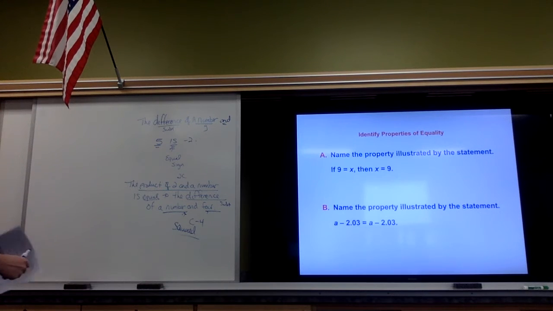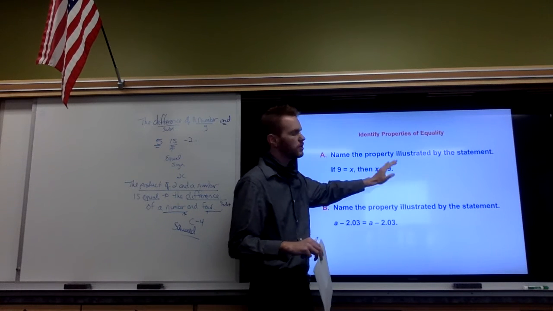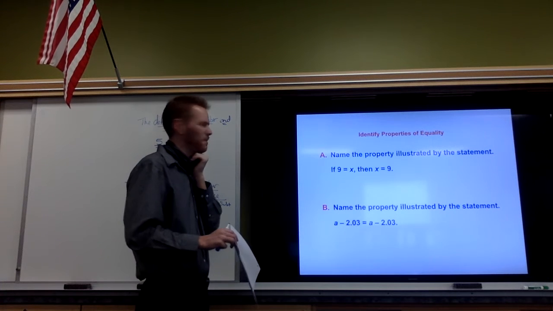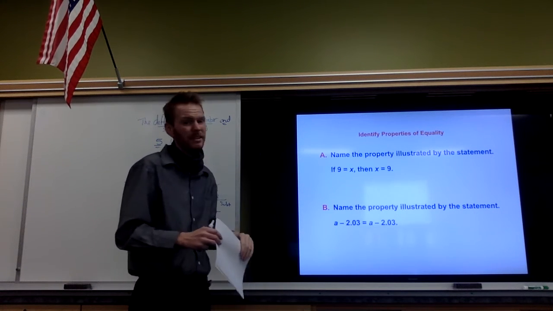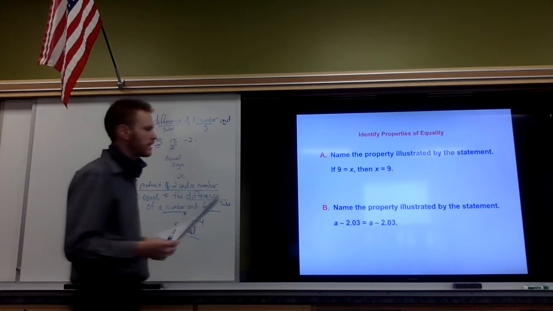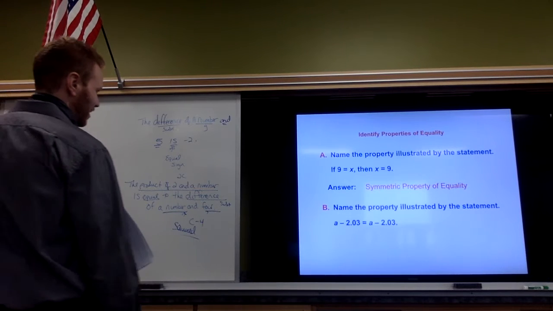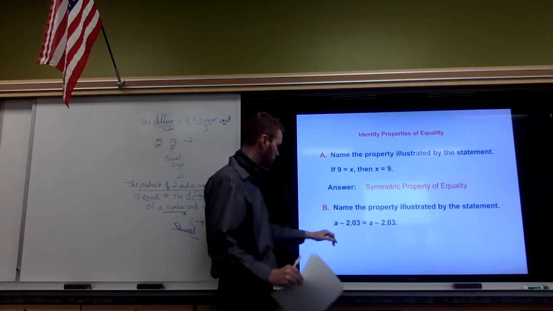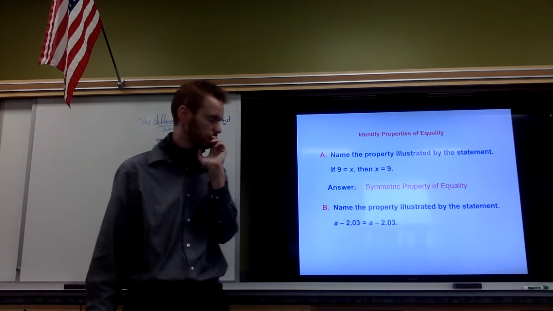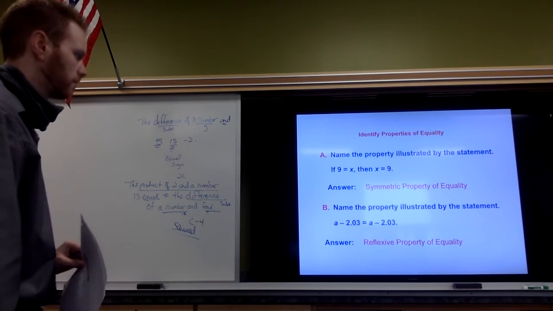Name the property. Okay? So for the first one, 9 equals x, then x equals 9. I didn't change anything. So what would it be? Okay? The answer is that's going to be the symmetric property. It doesn't really matter how I order it, it's still the same value. Okay, symmetric. I think if I did this, yes, I did keep it. Okay, there we go. There's our answer. Next one. See how it's the same equation, equal to each other? Nothing's changed. So that one's going to be the reflexive property. Okay?